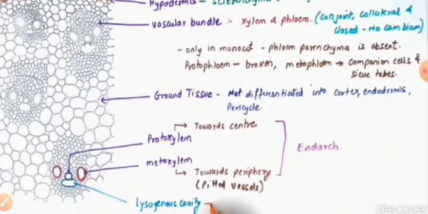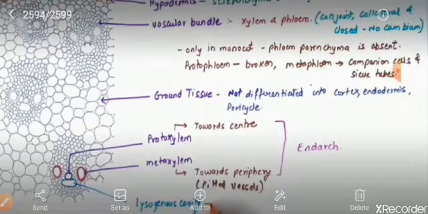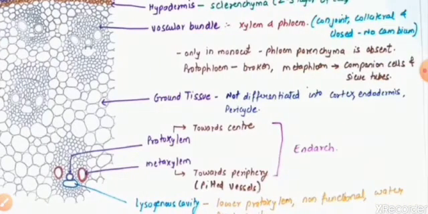Next, near the protoxylem you have a large cell. That is called lysigenous cavity. Lysigenous cavity is also called protoxylem lacuna. In our book, this lysigenous cavity will not be present. So you have to remember that it is the protoxylem lacuna.